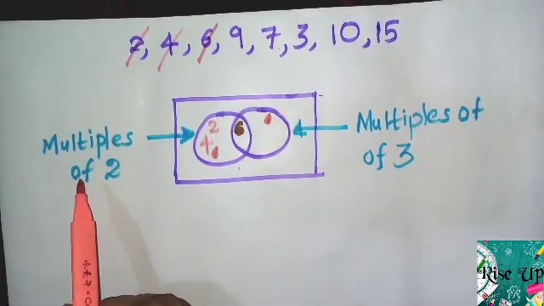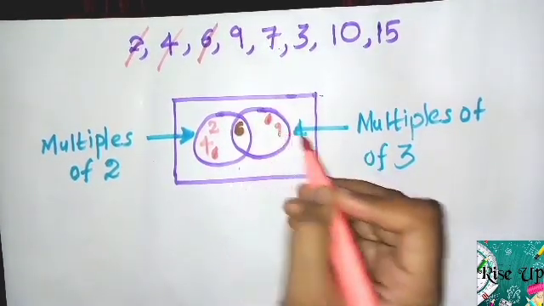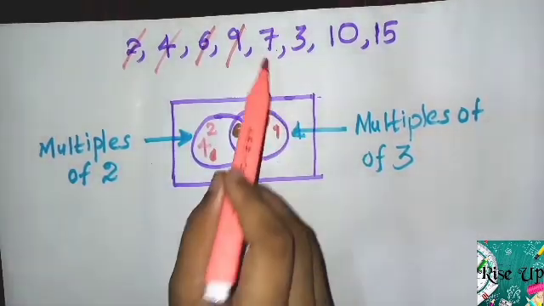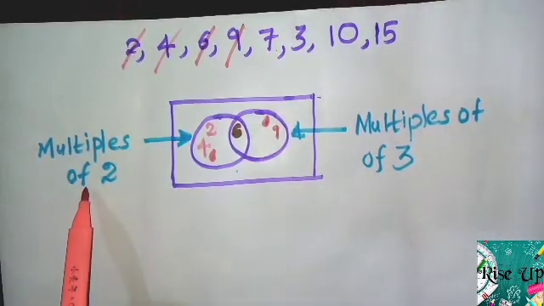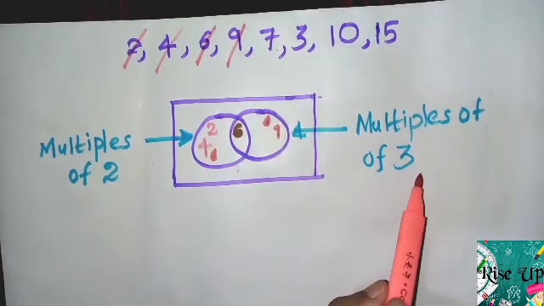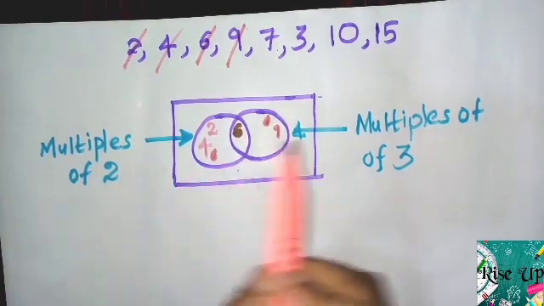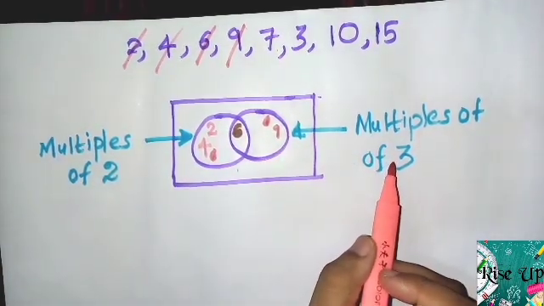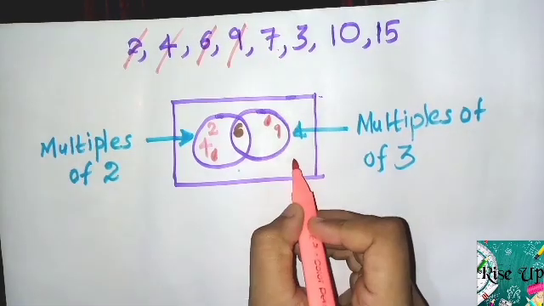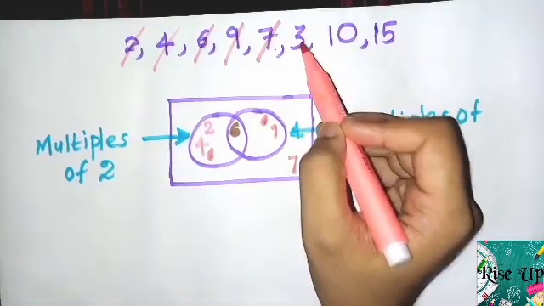Now 9. 9 is not a multiple of 2, but 9 is a multiple of 3 because 3 times 3 is 9. Now number 7. Is it a multiple of 2, or is it a multiple of 3? No, it does not belong to either. So where should we write it? Not in 2 or in 3. It's outside.